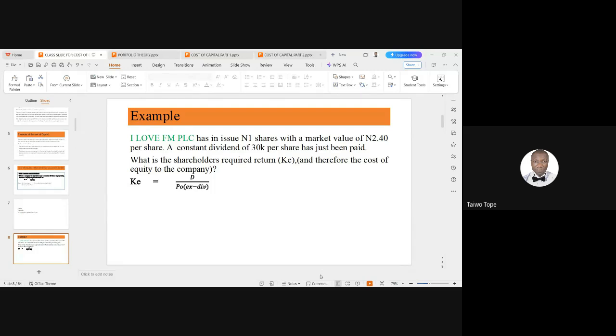Looking at this example, that I love FM PLC has an issue of 1 naira shares with a market value of 2 naira 40 kobo per share. A constant dividend of 30 kobo per share has just been paid. What is the shareholders' required return, and therefore the cost of equity to the company? Shareholders' required return, and therefore, that is the cost of equity.